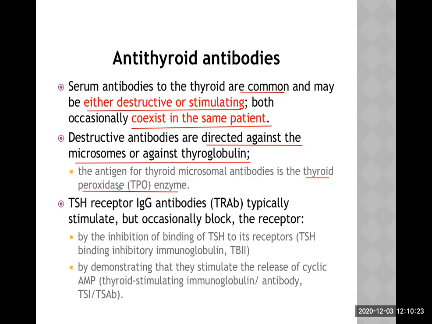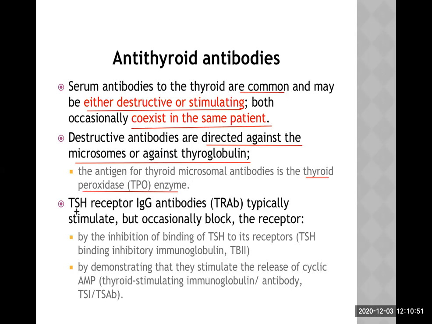This enzyme is very, very important in the synthesis of thyroid hormone. If there are antibodies against this enzyme, then thyroid hormone cannot be synthesized properly, leading to a hypothyroid state. Okay, and this is one of the main mechanisms in Hashimoto's thyroiditis. Now let's talk about the opposite of the effect here.